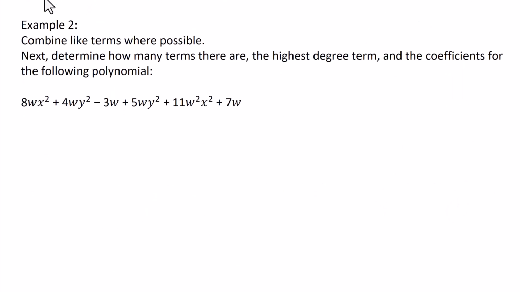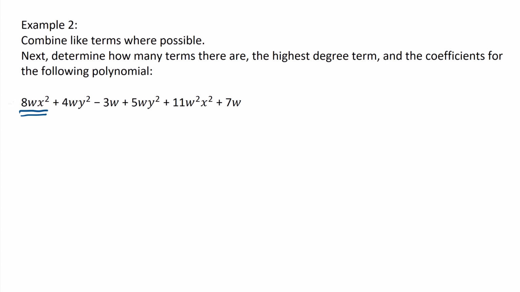In example 2, we're asked to combine like terms where possible. Next, determine how many terms there are, the highest degree term, and the coefficients for the following polynomial. I'm going to look at my 8wx squared, and I want to find any terms that are like terms. So the number or the coefficient can be a different number, but the letters and the exponents have to match. So if I look through here, I don't see any other wx squareds. So this is the only term like that.